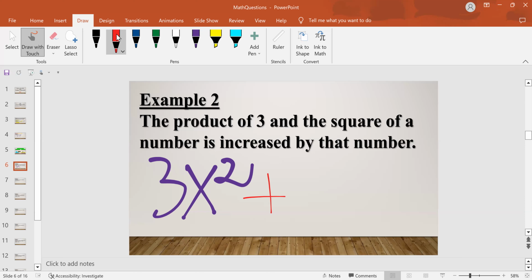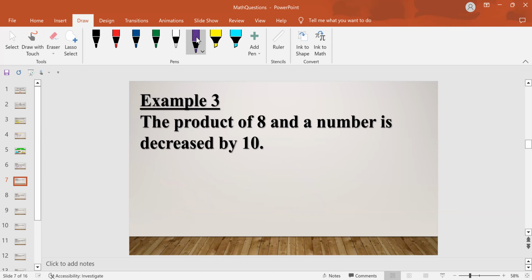Increased by that number. It has to be the same number, that number. And what we use here as a number is x, so plus x. Don't use y because they say that number. If it's a different number, they will tell you a different number or another number. And we'll see one of the examples like that. Okay, example 3.